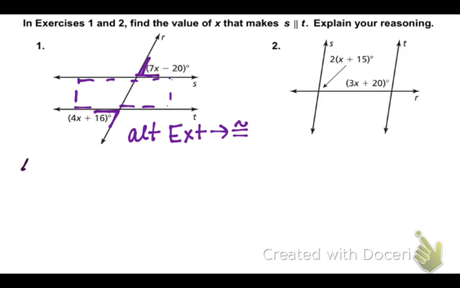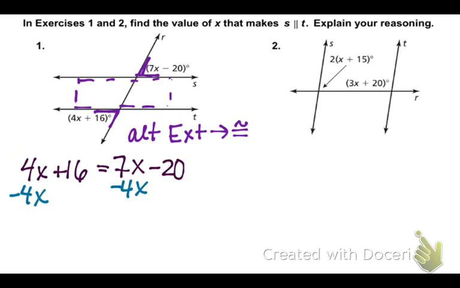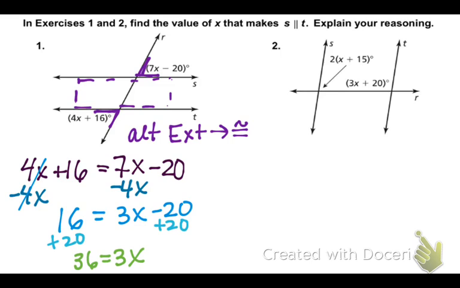So we're going to set them equal. 4x plus 16 equals 7x minus 20. Next, we move the smallest x. What is the smallest x here? Yep, that 4x. Subtract 4x. We'll get 16 equals 3x minus 20. All right, then we need to add 20 to both sides. So 36 equals 3x. I ran out of room. I'm going to move it for a second.